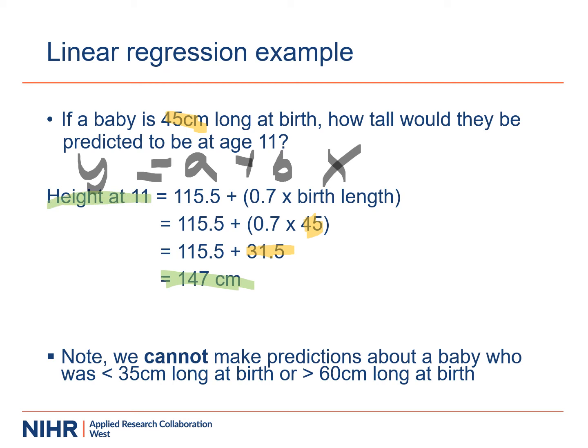Just to keep a note, we can't make predictions about a baby who is less than 35 centimeters long at birth or more than 60 centimeters long at birth, because this is outside the range of our data. And since we don't have observed data on babies of those lengths, the relationship may not be linear, so we must be cautious about this.